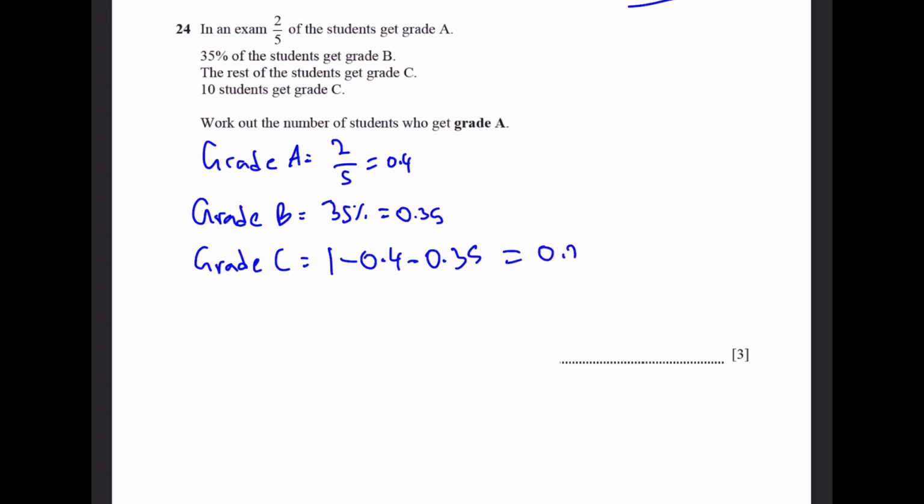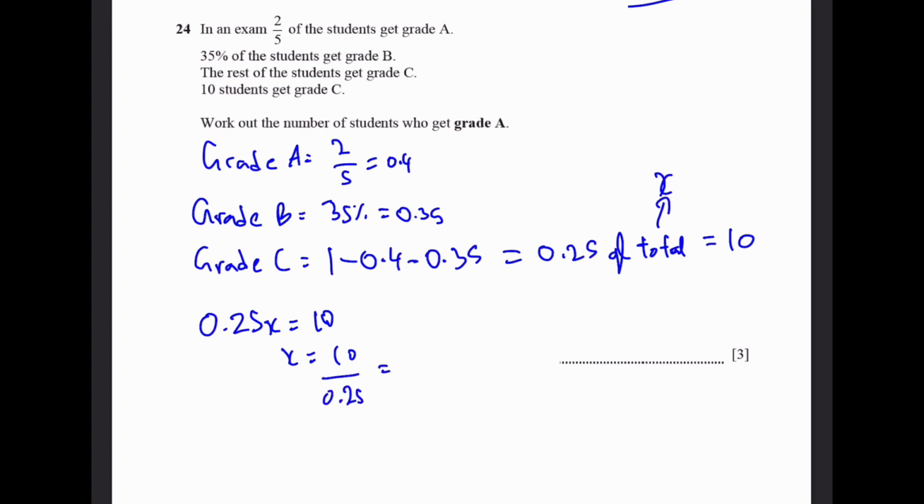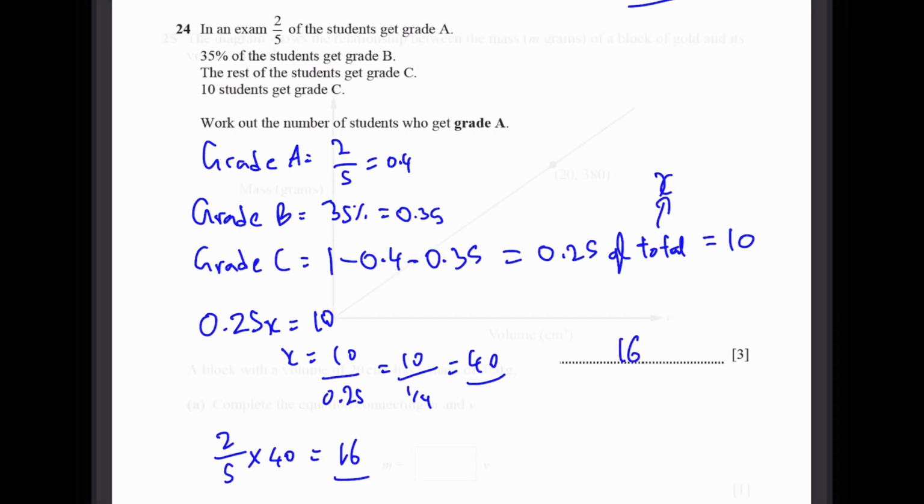So we can get 0.25 of the total, and that's equal to 10 students. As given in the question over here, 10 students get grade C, which is 0.25 the total. So let's give the total as x. I'll just write that. 0.25x is equal to 10, and that means x is equal to 10 by 0.25. That'll be 10 divided by 1 by 4, 10 into 4, which is 40. Now, the number of students to get grade A will be 2 by 5 into the total, which is 40. That'll be equal to 16 students. That's the answer.